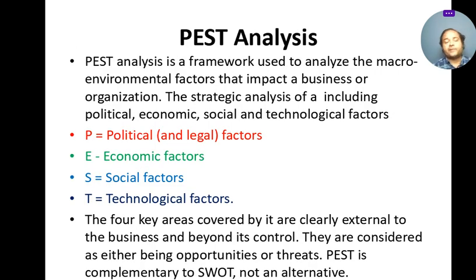Now, the second point, a method of strategic choice analysis, is PEST analysis. PEST analysis is a framework used to analyze the macro-environmental factors that impact businesses or organizations. The strategic analysis includes political, economic, social, and technological factors. The four areas covered by it are external to the business and beyond its control. These are considered as either being an opportunity or a threat. PEST is complementary to SWOT, not an alternative.